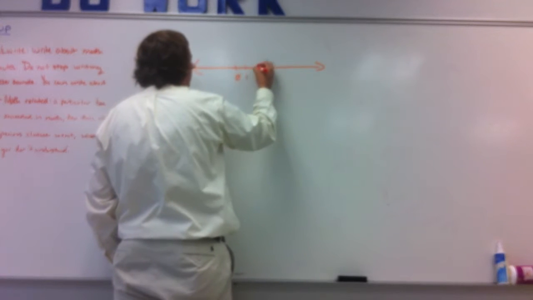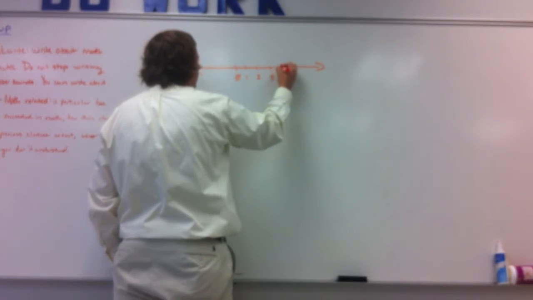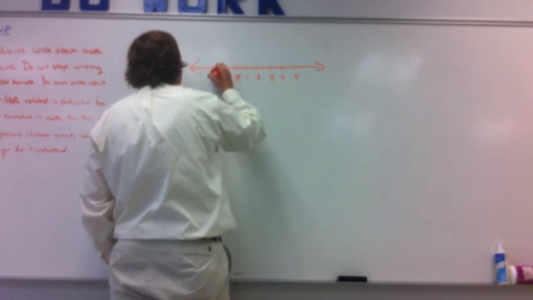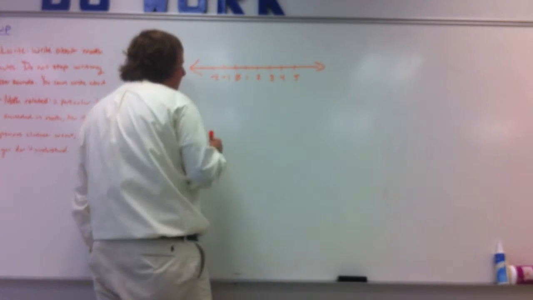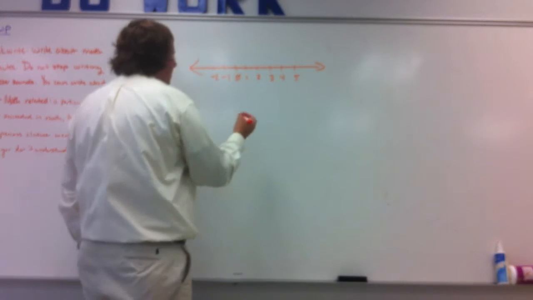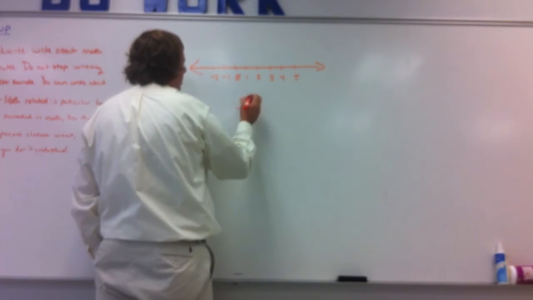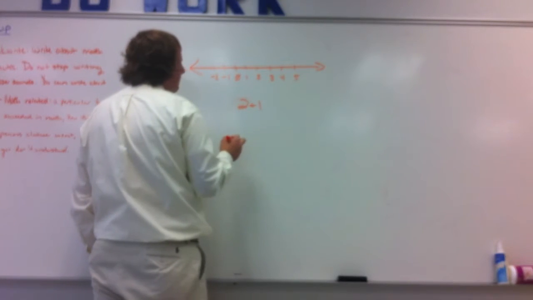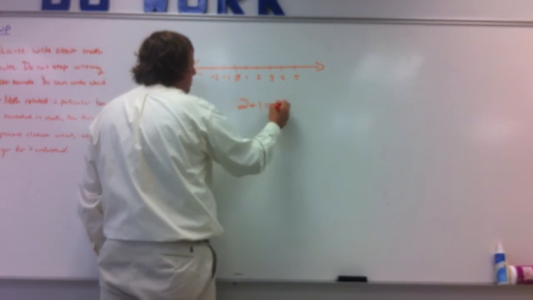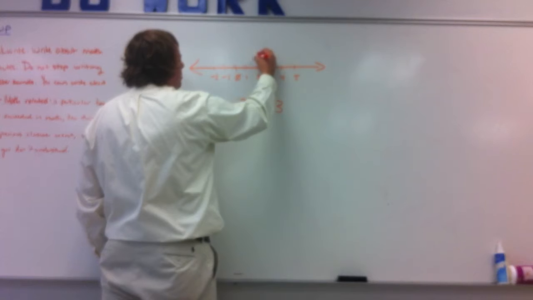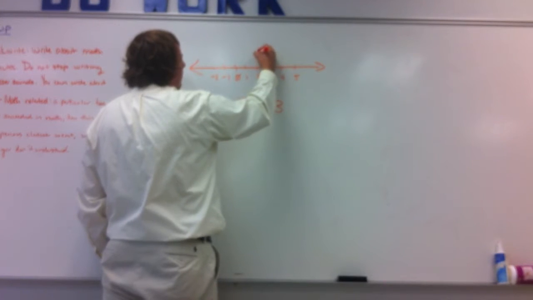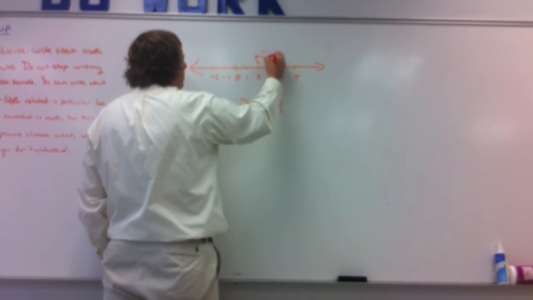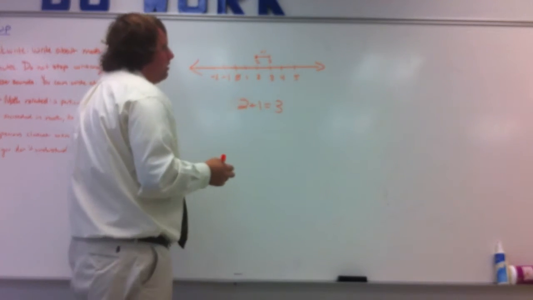0, 1, 2, 3, 4, 5. Okay, so if we have a basic problem that we've all done before, let's see, 2 plus 1. We all know that equals 3. And so what we do is we do 2, and then we add 1. So we go plus 1. 2 plus 1 equals 3.